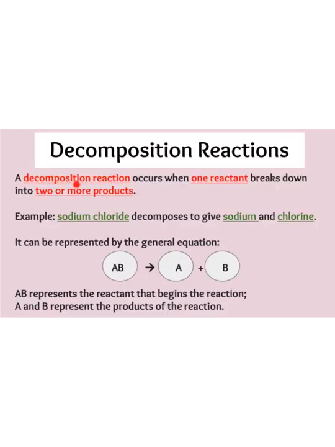A decomposition reaction occurs when one reactant breaks down into two or more products. As an example, sodium chloride decomposes to give sodium and chlorine. Sodium chloride is the reactant. It is decomposed into product A, sodium, and product B, chlorine.